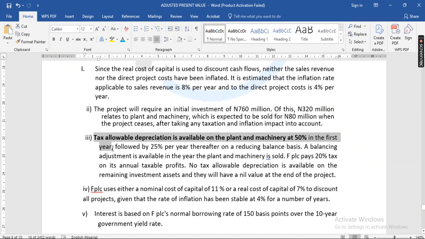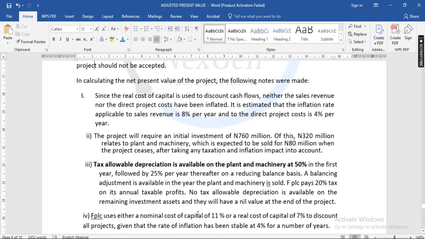instead of depreciation, followed by 25% per year thereafter. After the first year, you charge the capital allowance at 25%. Then after that, it will be on a reducing balance. Class, it will be on a reducing balance. We'll get there.